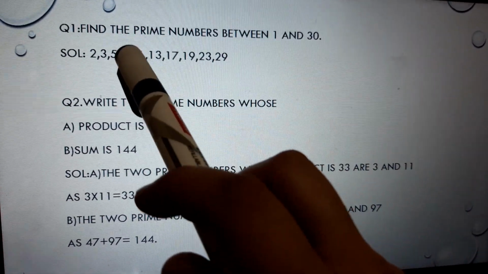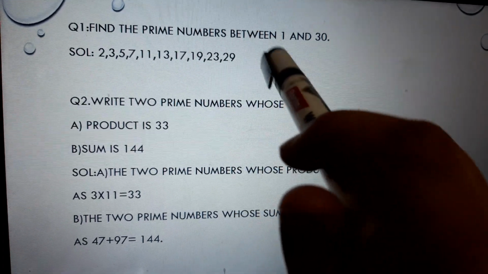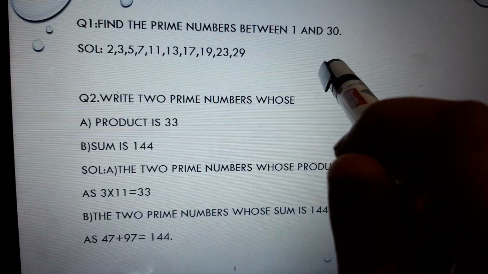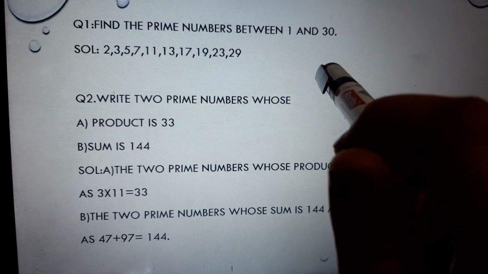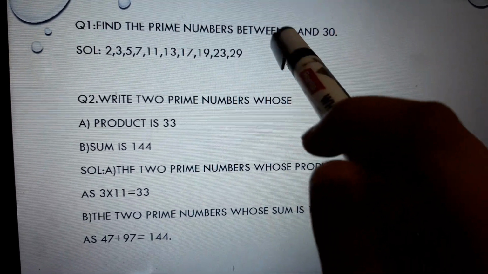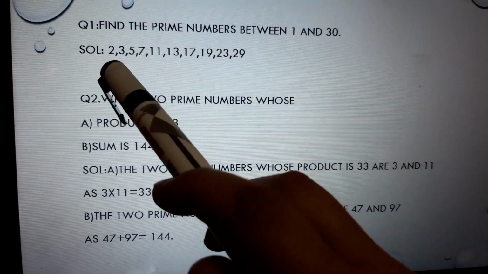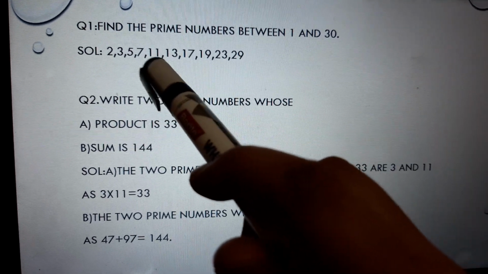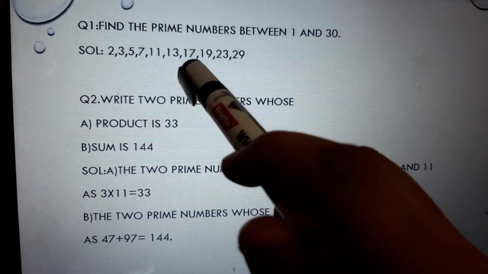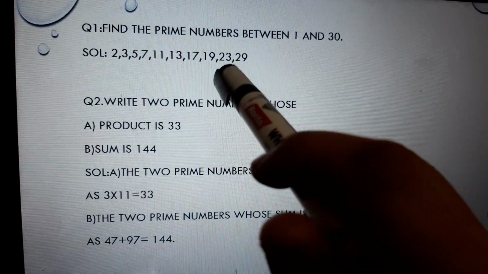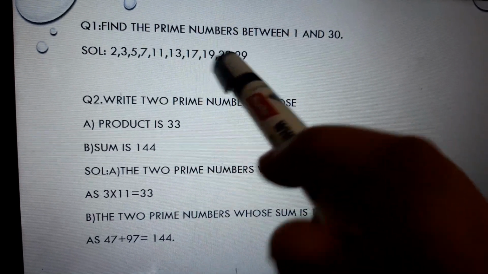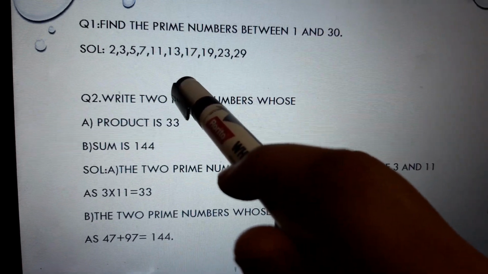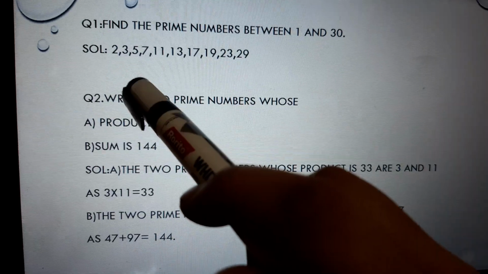Now let us do some questions. First question is find the prime numbers between 1 and 30. So we will find the numbers which are having factors only 1 and the number itself between 1 and 30. We know 2 is a prime number, 3, then 5, 7, 11, 13, 17, 19, 23, 29. These are the numbers which have the factor only 1 and the number itself. No other number divides these numbers.